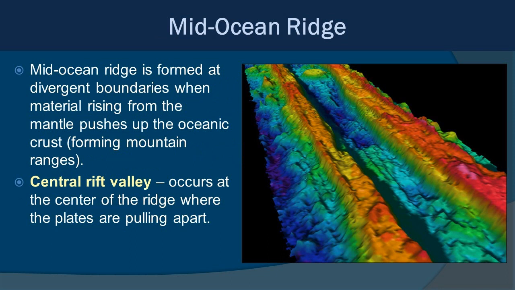Hopefully by now you've realized that mid-ocean ridges occur at divergent boundaries where the plates are pulling apart. And when that happens, new molten material from the mantle is going to push up onto the seafloor and start to create new crust, usually forming these large mountain chains across the mid-ocean ridges. Now, there generally is a central rift valley, which occurs at the center of the ridge where the plates are pulling apart.